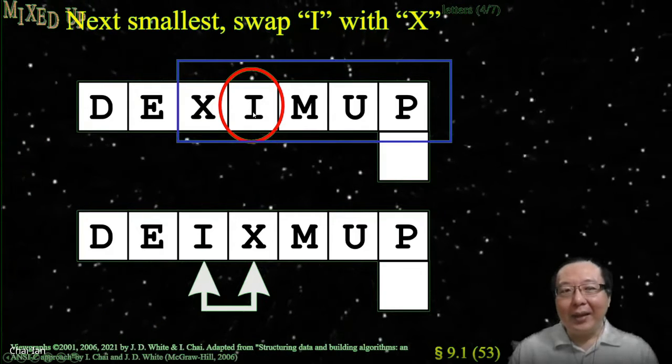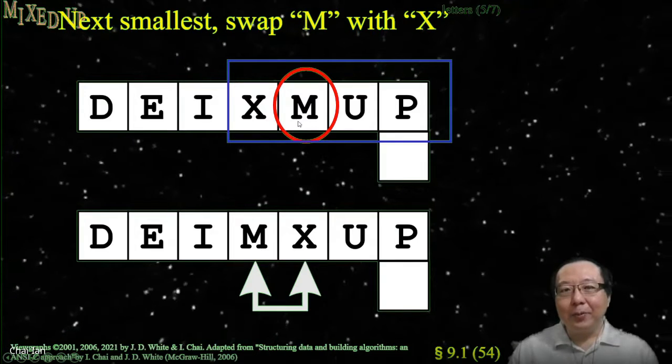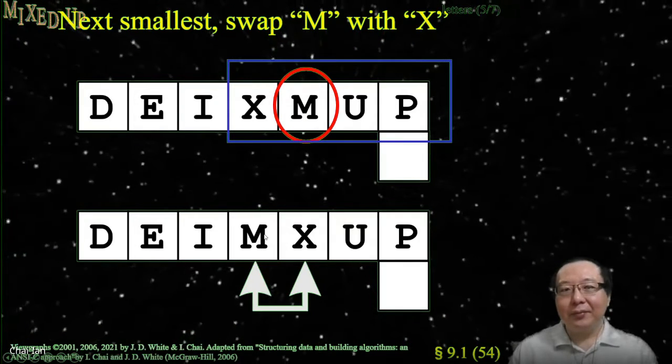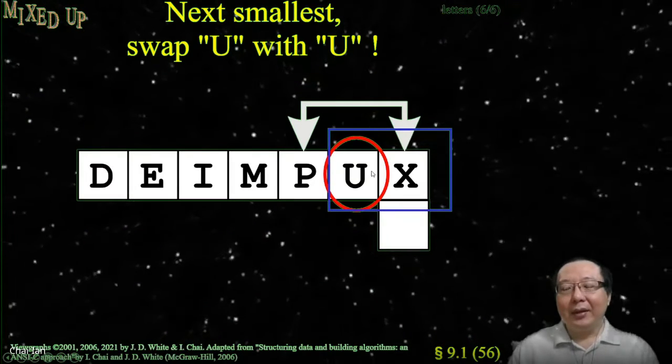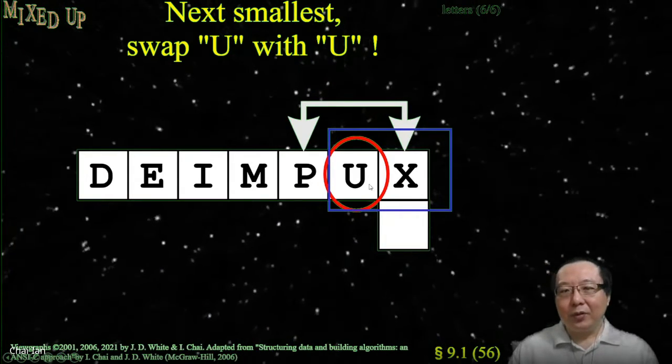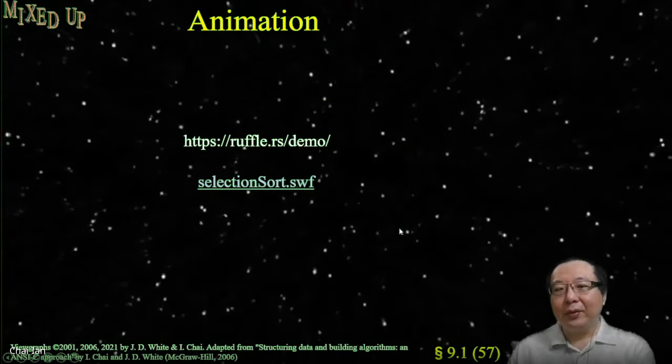And then the I is the next smallest one. So we swap it. And then the next smallest one is the M, so we swap that. Then the next smallest one is the P, so we swap that. And the next smallest one is the U, so we swap that. So then we're done.